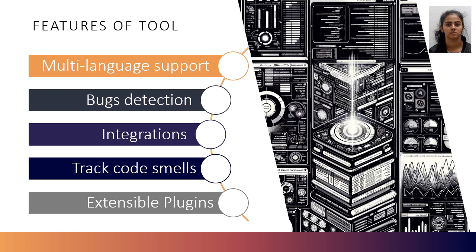Features of SonarCube: one, multi-language support. It offers analysis for about 27 programming languages, which include Java, C Sharp, C, C++, PHP, and what it does is that it can help identify a wide range of issues in code, including standard violations, potential vulnerabilities, and performance issues, as it helps in detecting a lot of problems.